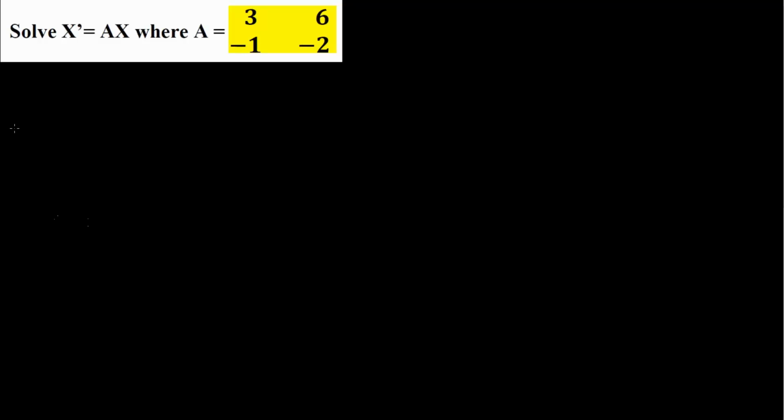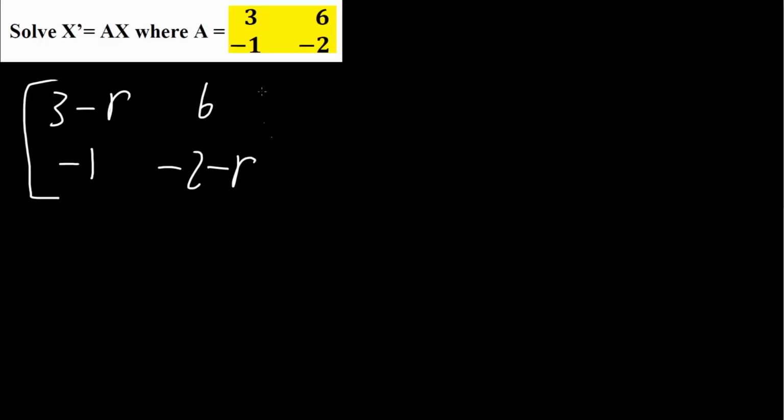Okay, in this video we want to find the general solution for this, and by doing that we need to get eigenvalues and eigenvectors. And so let's get started. So first we will say that this will be 3 minus r, then we have -1, 6, and -2 minus r is equal to 0.